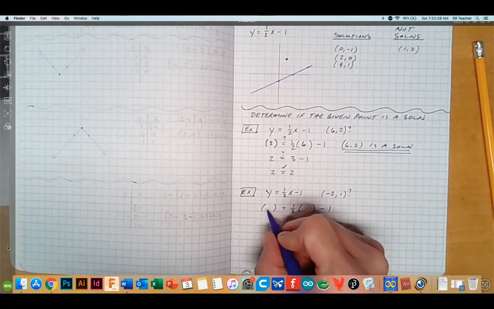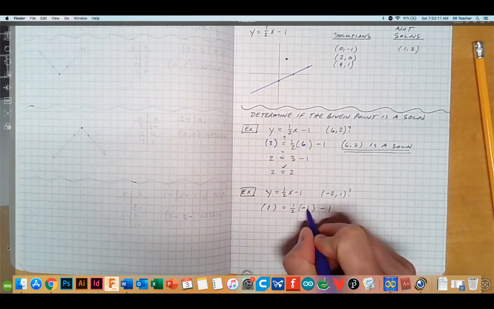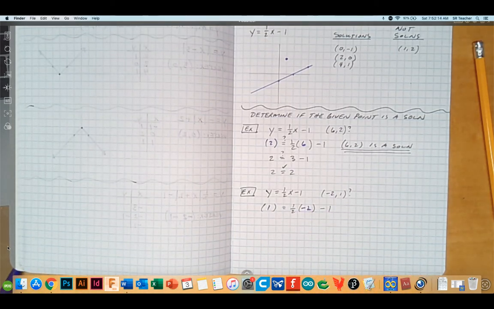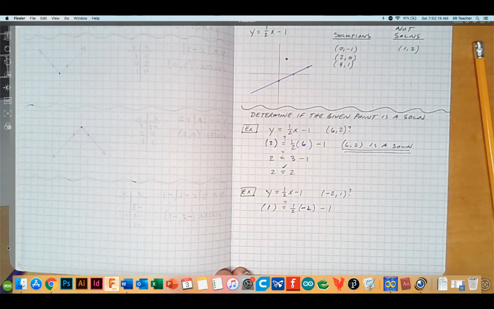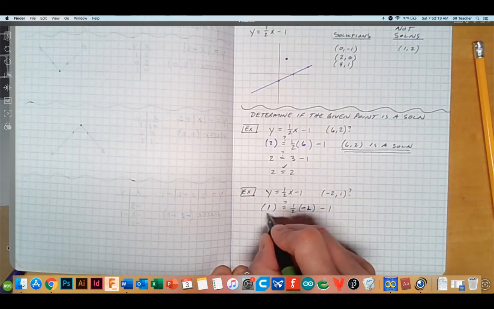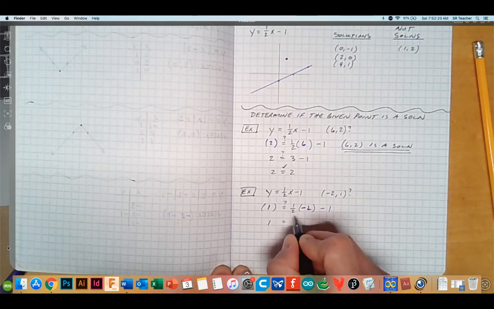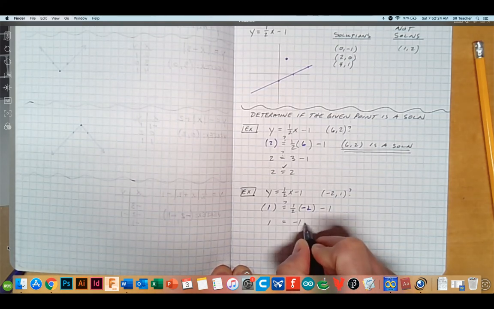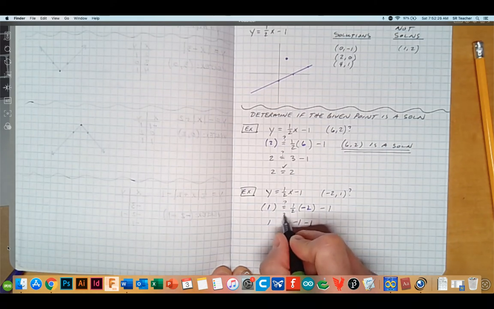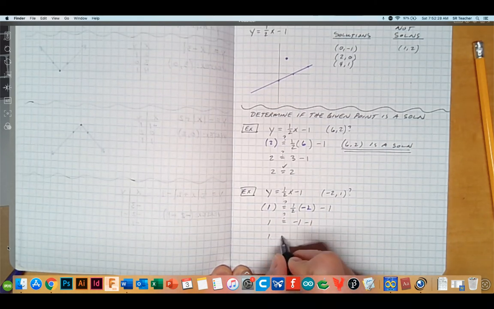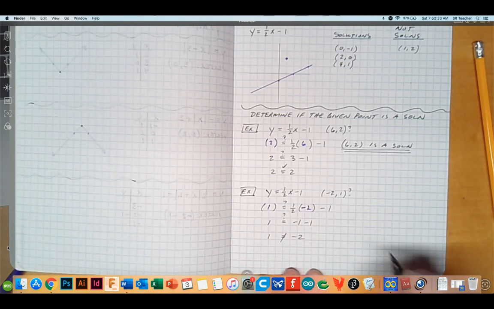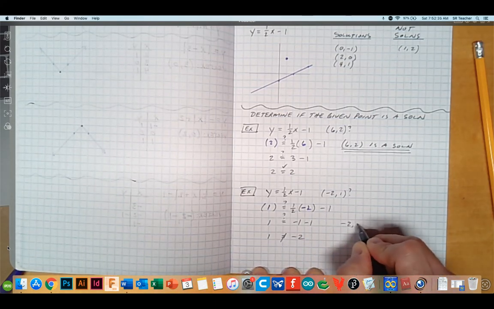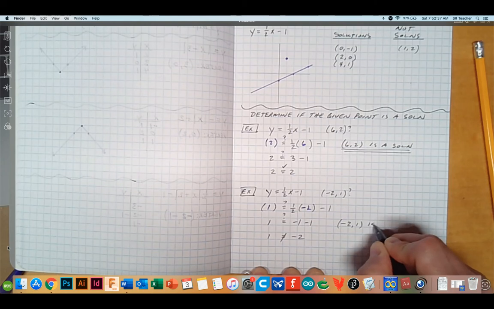So I'm going to plug in 1 for my y, I'm going to plug in -2 for my x, and I'm going to see, are both sides equivalent after I evaluate both sides? Well, I don't have to do anything here, that's just 1. 1/2 times -2 is going to be equal to -1 minus 1. So are these equal? Well, is 1 equal to -2? No, those are not equal. So we can see that (-2, 1) is not a solution.